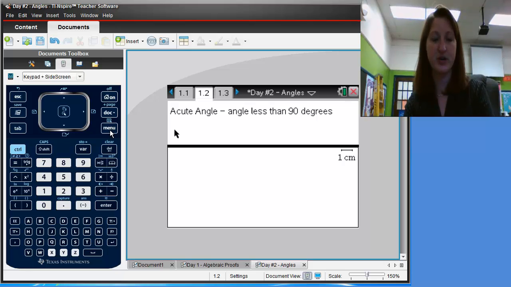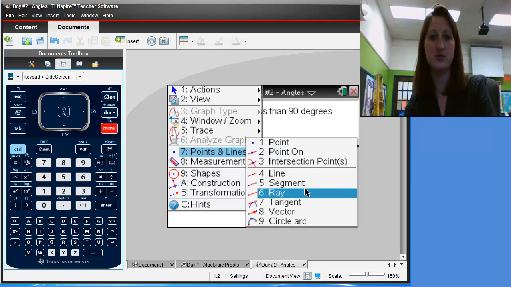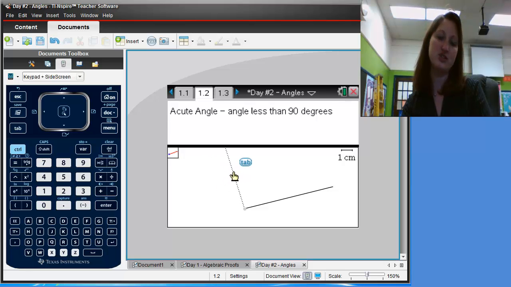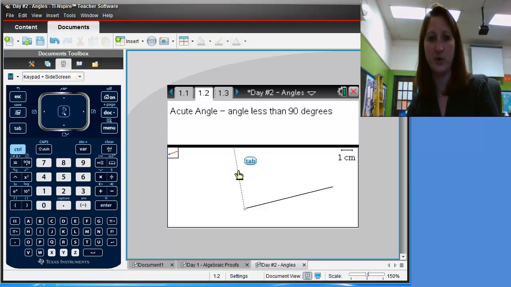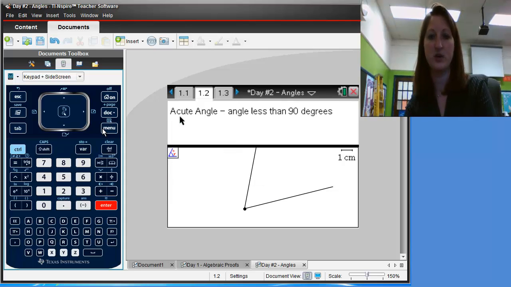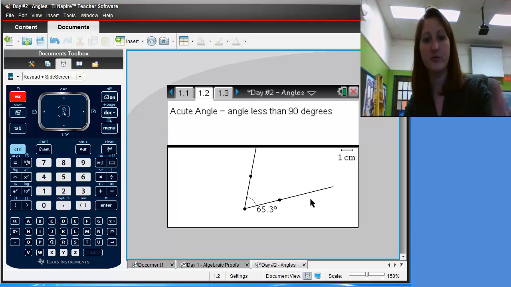Now, to draw a picture, we're going to go to points and lines, and we'll choose ray. We're going to draw a ray that goes in one direction, go back to the endpoint, draw a ray that goes in another direction. If you imagine 90 degrees, we want to go a little bit less than that, and drop the other side. Then hit escape, and the next thing we're going to do is measure that angle to make sure it's less than 90. So go to measurement, go to angle, and then click on the 3 points, one on one side of the angle, one at the vertex, one on the other side.